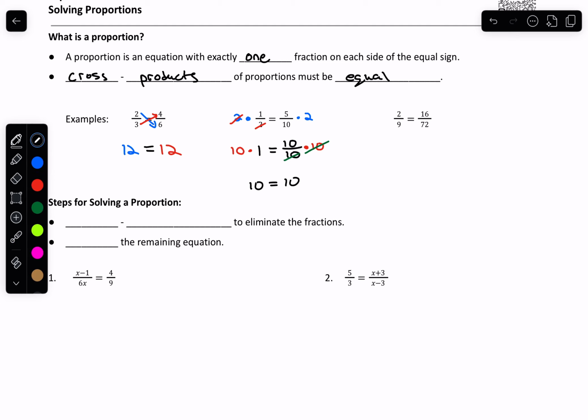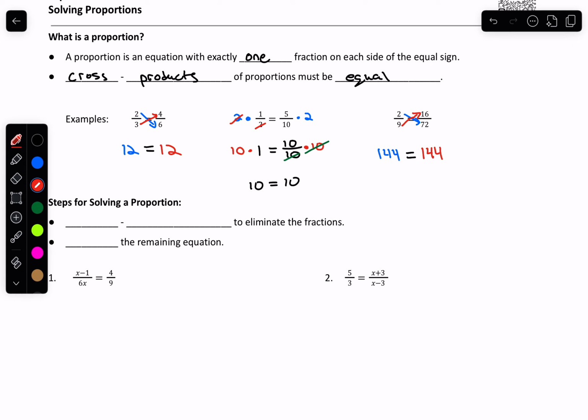Now we'll see another example where we just multiply across. 2 times 72 in this next equation will give us 144. And if we multiply across the other diagonal, 9 times 16 is also going to give us 144. So we always have that in proportions, cross products are equal. Generally speaking, though, we're not just going to say that two fractions are equal to each other.